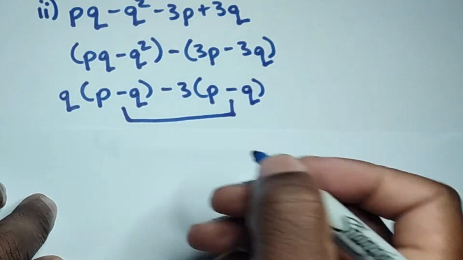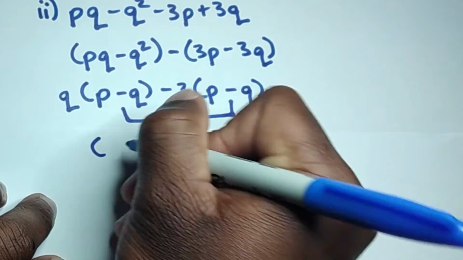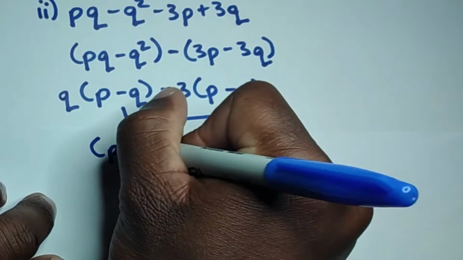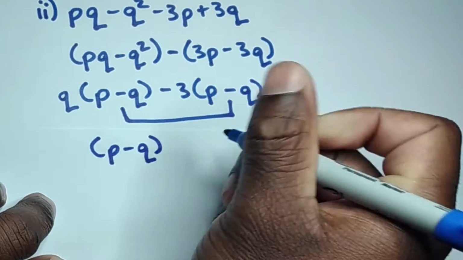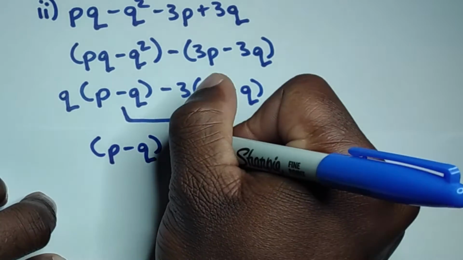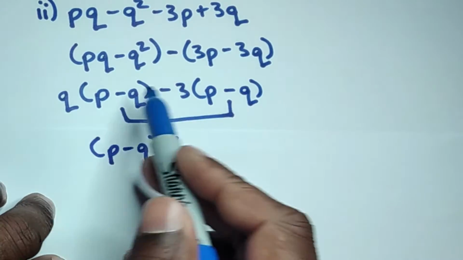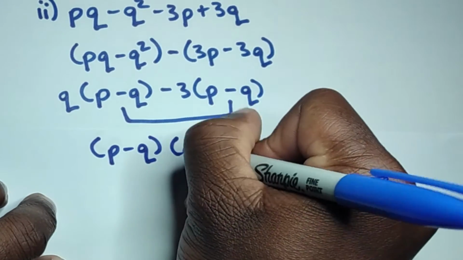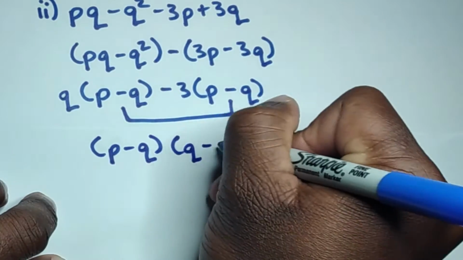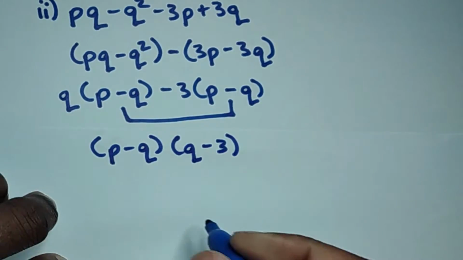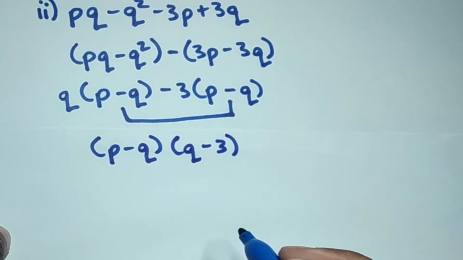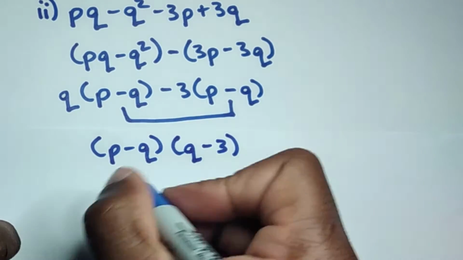All right, now what we're going to do is to put the common bracket over here. So we are going to record one of the common brackets, and in the other bracket we'll record the outside term. So we'll have q and the minus 3 in the other bracket. All right, and that's pretty much how we treat this question. So this is a solution for the question.